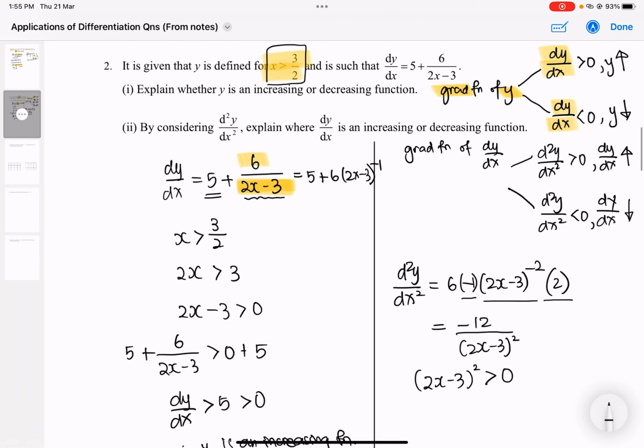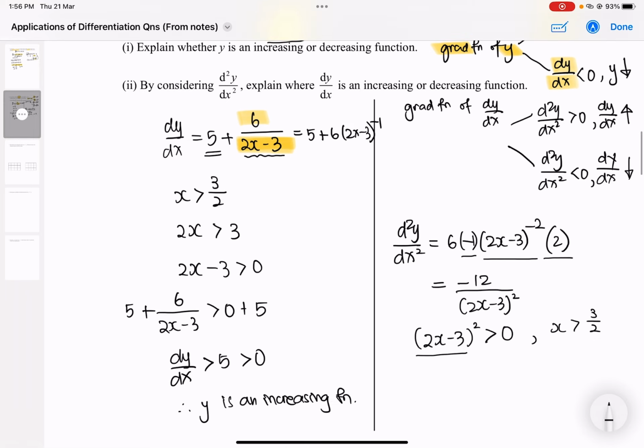However, you will notice I didn't write an equal to 0 here. It's just strictly more than. Why isn't it equal to 0? Because the question already tells us that x is strictly more than 3 over 2. So this bracket squared wouldn't even be equal to 0. It will definitely be more than 0.